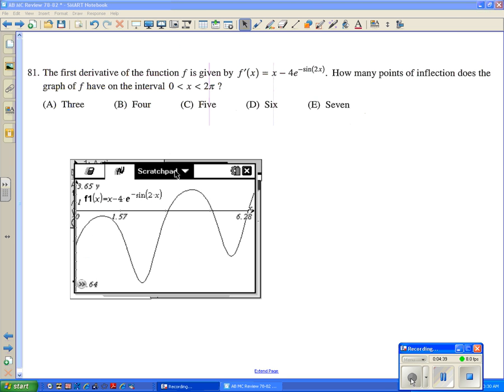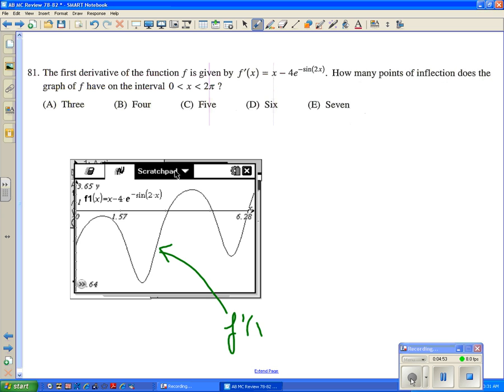Number 81, the easiest way to do it is with the calculator. And I've gone off and I've made a sketch of the first derivative. This is a graph of the first derivative. It is not the function. It's the first derivative graph. And they want to know how many points of inflection does the graph have.